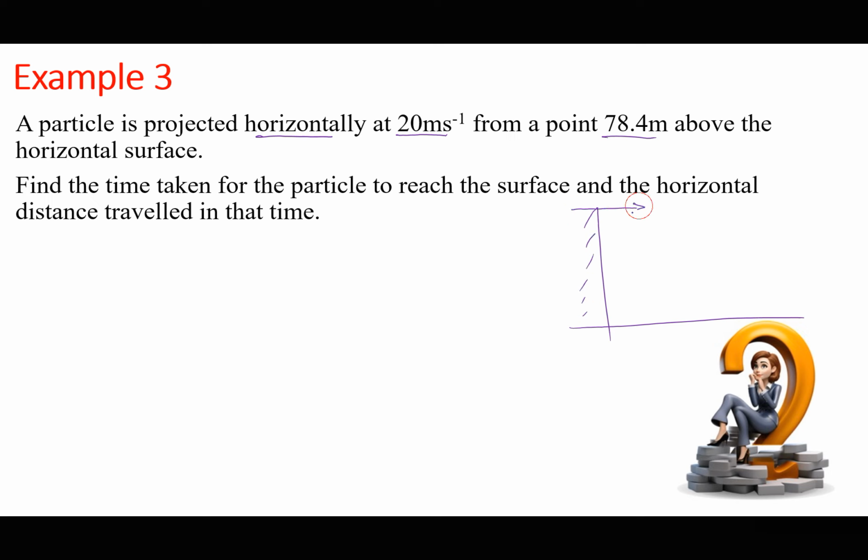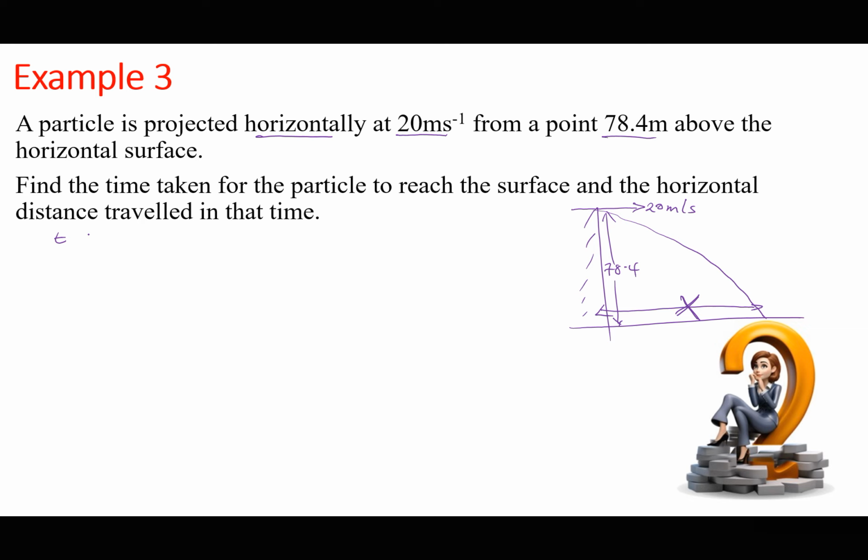So let this be the top. It is projected horizontally with a speed of 20 meters per second and it follows, say, that path. Then it is at a distance of 78.4 meters above the horizontal. So we also want to find the horizontal distance, this distance in the horizontal, which I'm going to call x. So find the time taken. I'll just press my calculator to find t.